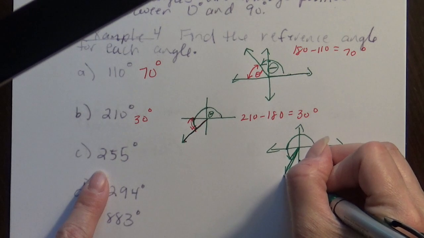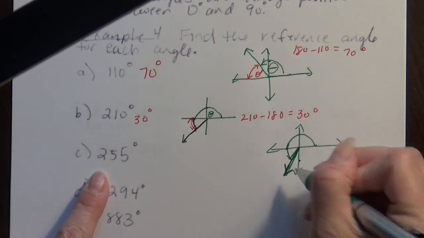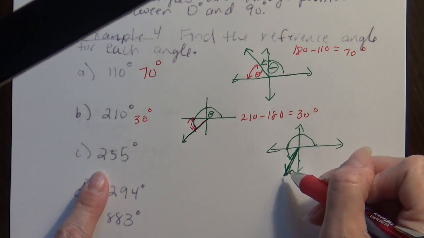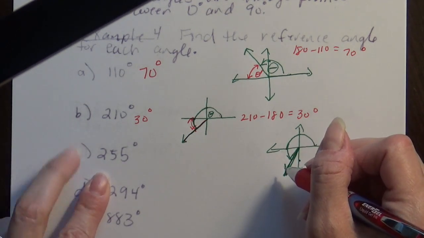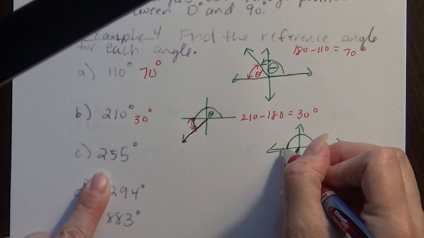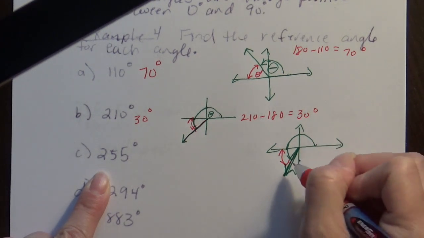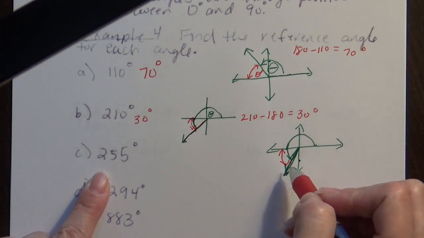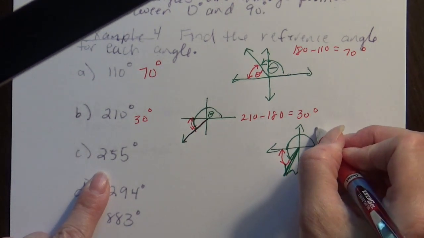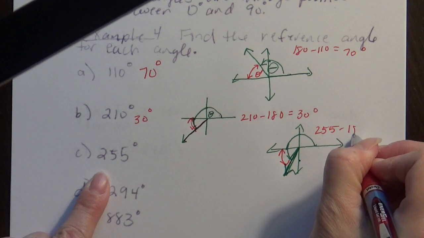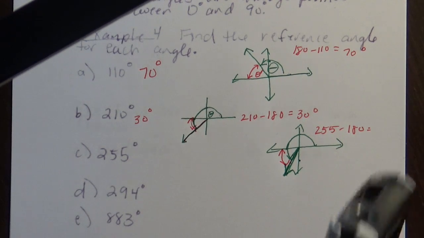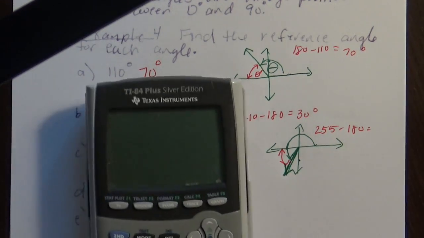Looking at my picture, I need to determine how to find my reference angle. What's the shortest distance from my terminal side to the x-axis? This is similar to part B because it's going to be the distance from here to here. So what is that difference? That's 255 degrees. Let's subtract this 180 degrees. So 255 minus 180. And how much does that give us? Let me pull out my calculator. So 255 minus 180.